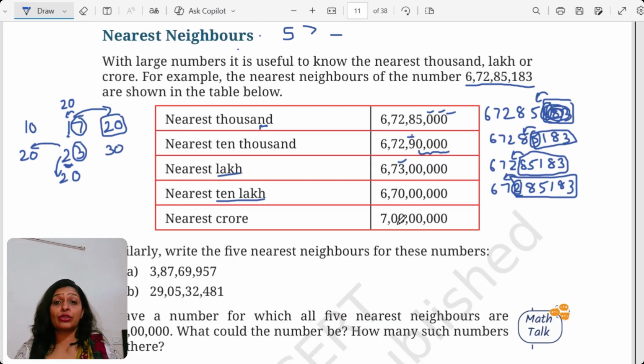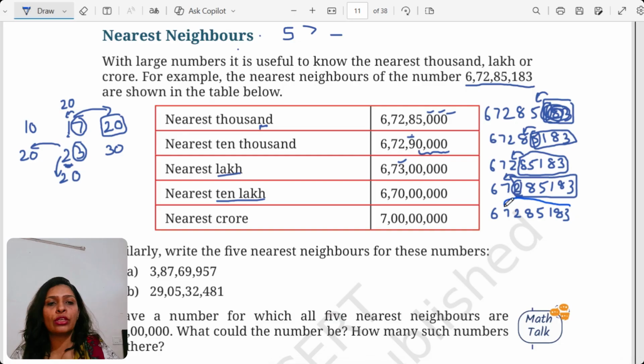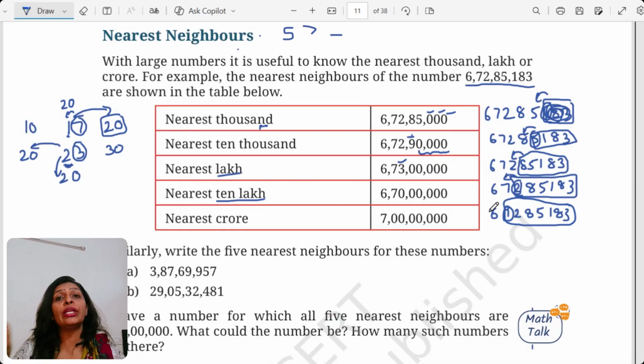And the last one is crores now. For the crores, we are going to see all the big numbers except this 6. So now the group is this, and again 7 is greater than 5. It is going to increase the number by 1, which is going to make 6 into 7. So the number is going to be 7 crores. It is nearest rounded off to 7 crores. So this is how the concept of rounding off works.